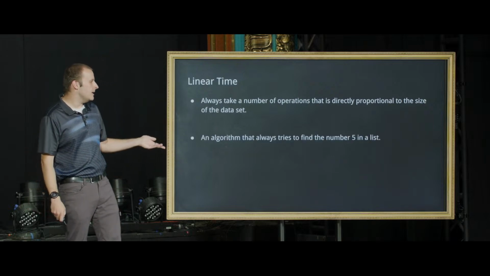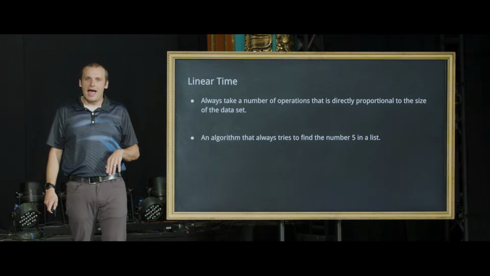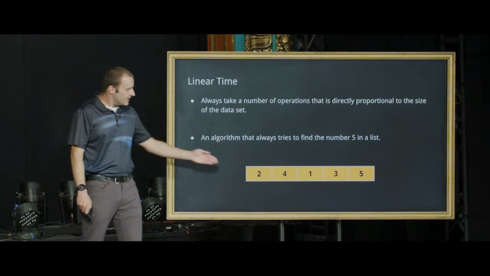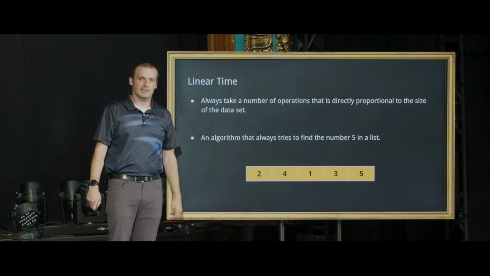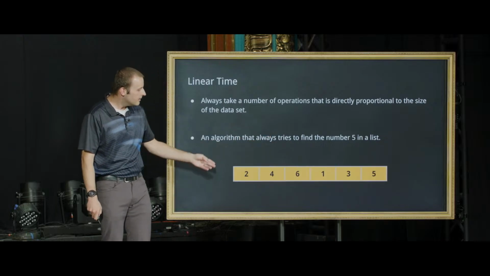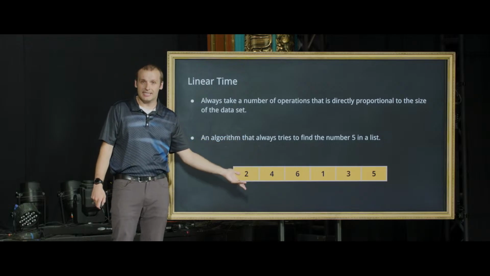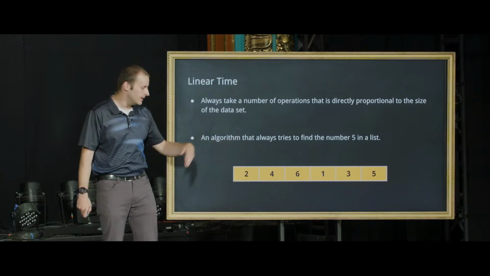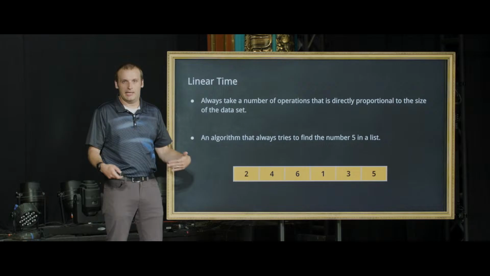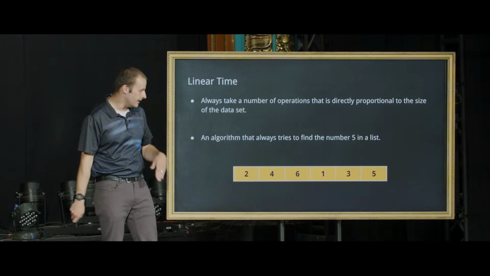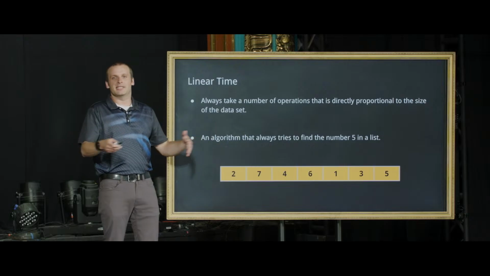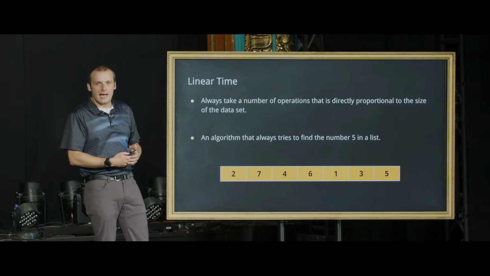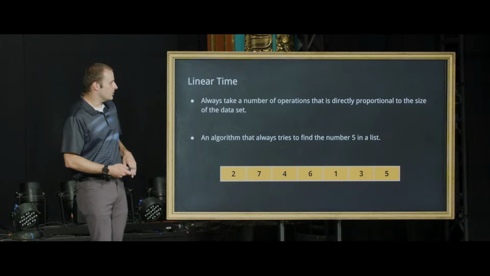An example of this might be an algorithm that tries to find the number 5 in a list. For this list here, it may take 5 steps because we have 5 elements in the list. For this one here, it might take 6 steps because we have 6 items in the list. It may not take that in a better case scenario, as we'll see in a second. And as the list gets bigger, it takes more and more steps. It is directly proportional to the size of the list in question.